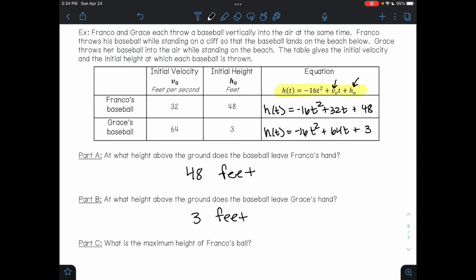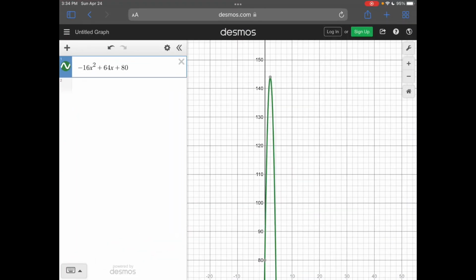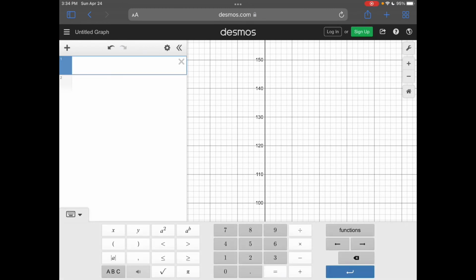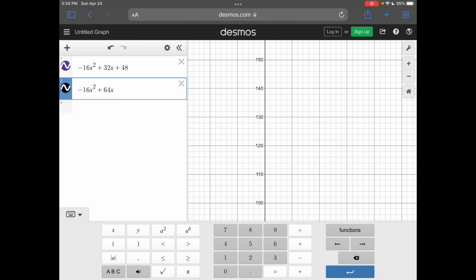Now, if you're more of a visual person, you could just plug this into Desmos. So let's do that. Again, Desmos doesn't know what t is as a variable, so we'll have to use x's instead of t's. So Franco's equation is negative 16x squared plus 32x plus 48. And Grace's equation is negative 16x squared plus 64x plus 3.